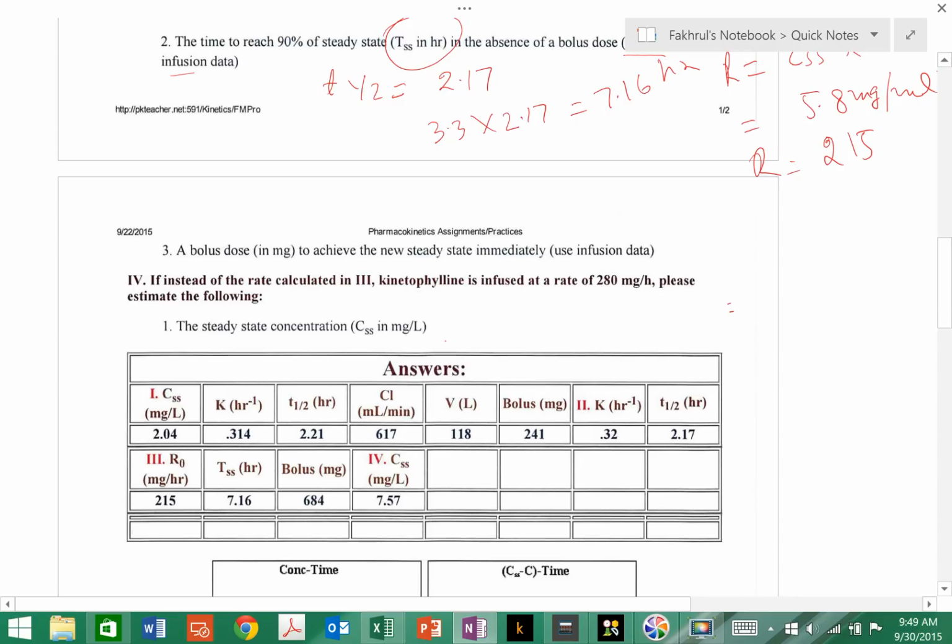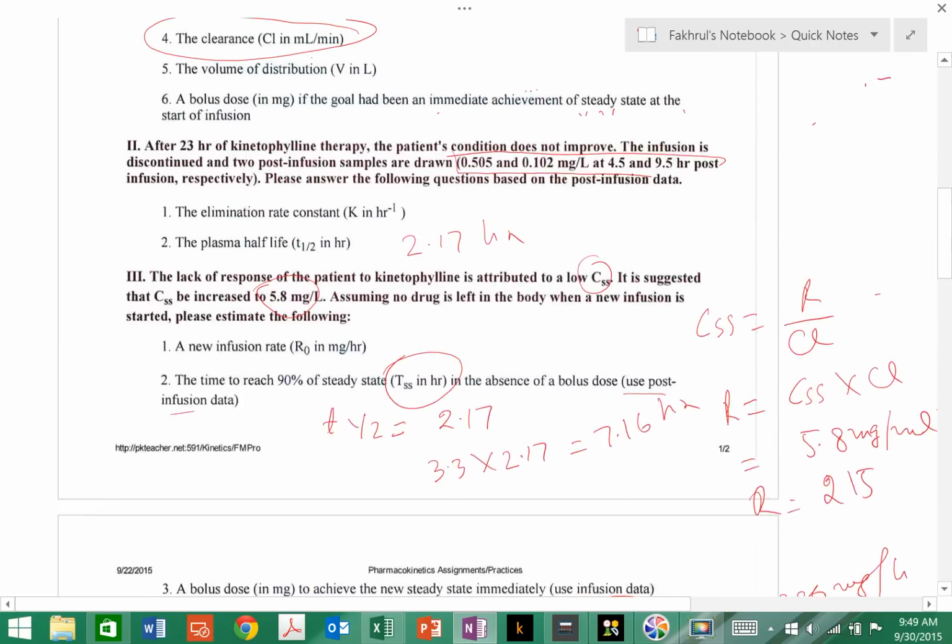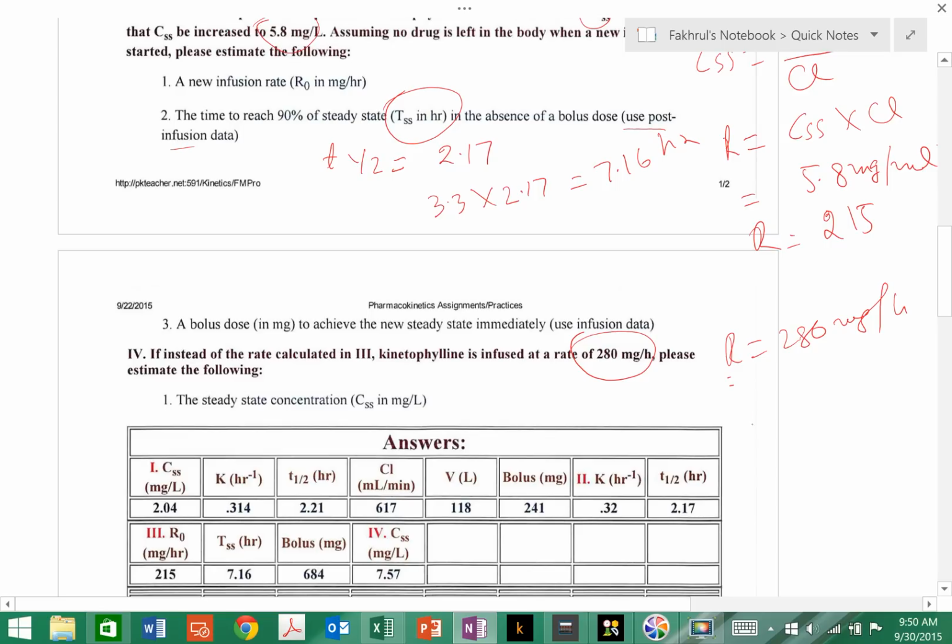Steady state concentration. If we increase the infusion rate R to 280 milligram per hour, then you have to calculate CSS. So use that equation again: CSS equal to R by CL. What is R? R is 280 milligram per hour, and clearance is 37 liter per hour.